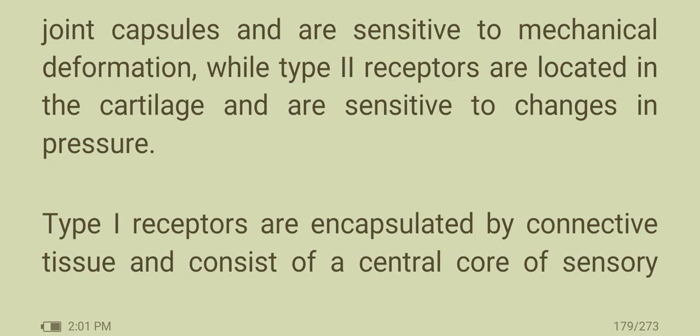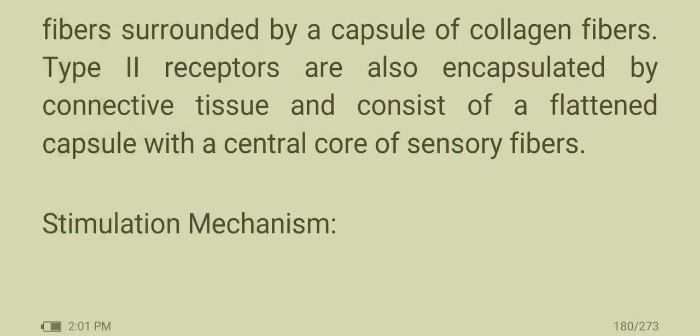So type 1 receptors are encapsulated by connective tissue and consist of a central core of sensory fibers surrounded by a capsule of collagen fibers. Type 2 receptors are also encapsulated by connective tissue and consist of a flattened capsule with a central core of sensory fibers.